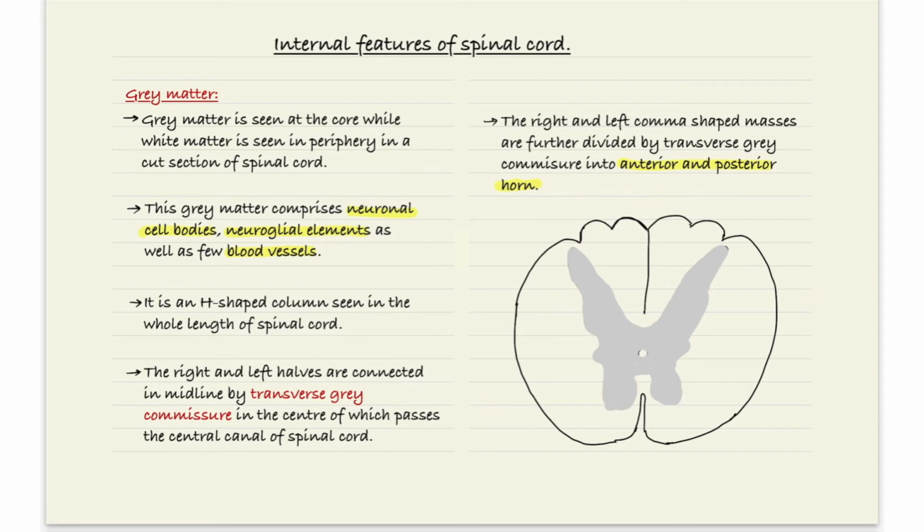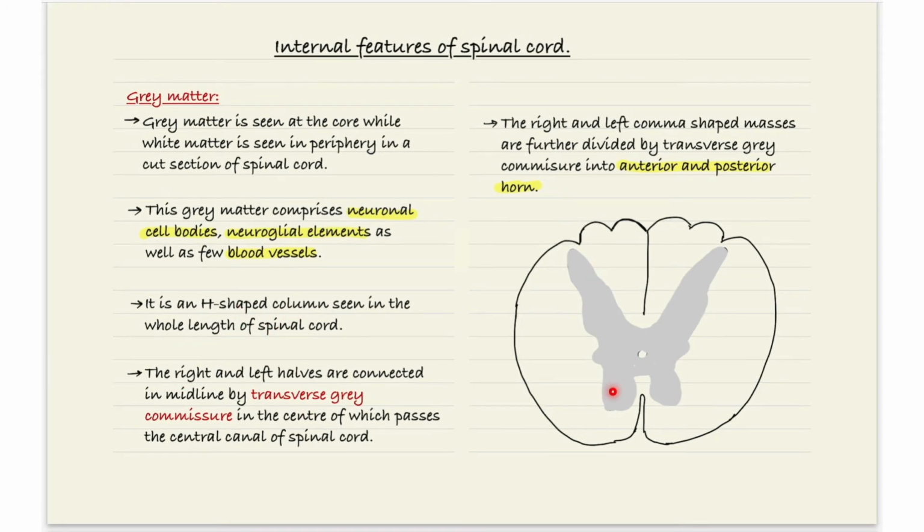This grey matter comprises the neuronal cell bodies, neuroglial elements as well as a few blood vessels. It is an H-shaped column seen in the whole length of the spinal cord. The right and the left halves are connected in the midline by the transverse grey commissure. So this whole is the transverse grey commissure, the grey part, in the center of which passes the central canal of the spinal cord. So this is the central canal of the spinal cord.